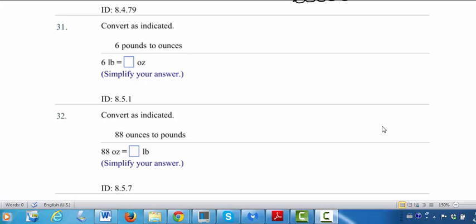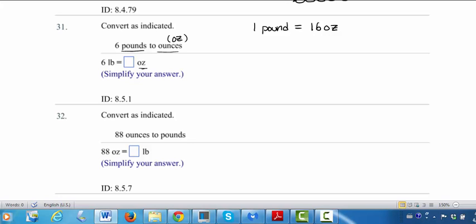Oftentimes we have to convert units of weight within the U.S. system. So let's take a look at a couple of these problems. We're looking at pounds to ounces. So we want to go from pounds to ounces, and we should know that 1 pound equals 16 ounces. And OZ is the abbreviation for ounces.